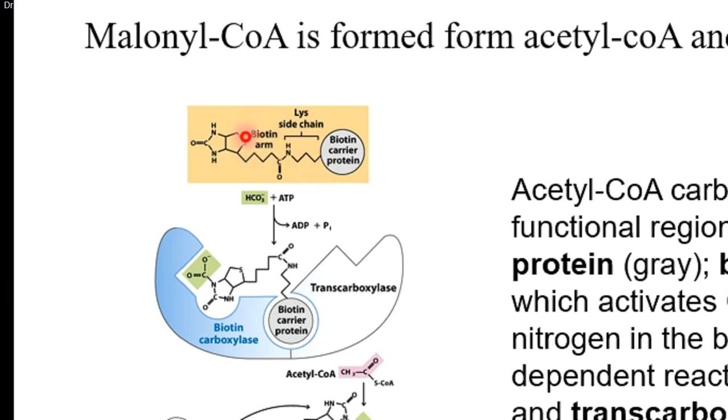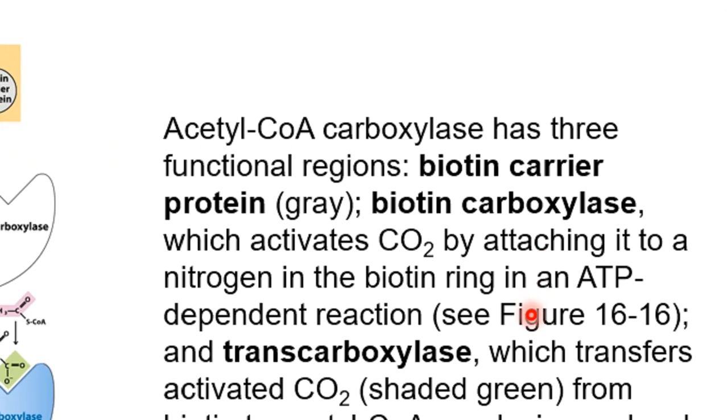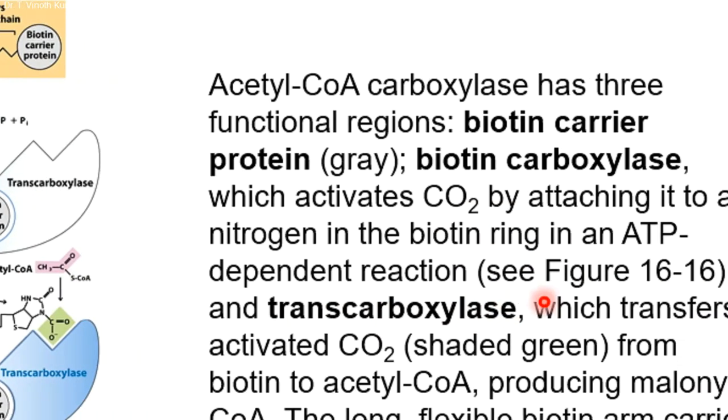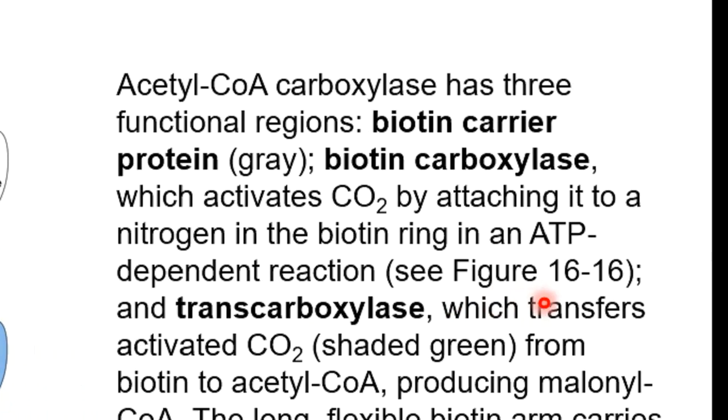This biotin is not freely available; it is carried by a protein. This is called the biotin carrier protein. This is really needed for the start of fatty acid synthesis. And one more thing, this is in the form of acyl coenzyme A carboxylase. The biotin carrier protein is the gray region. You can see the gray region, and the biotin carboxylase, which activates carbon dioxide by attaching it to a nitrogen in the biotin ring in an ATP dependent reaction.